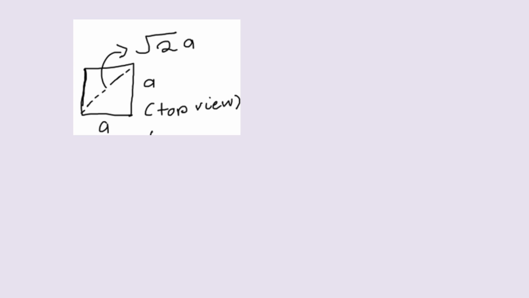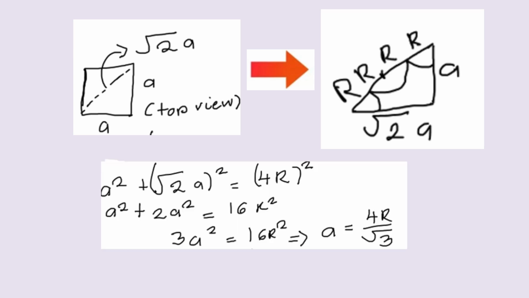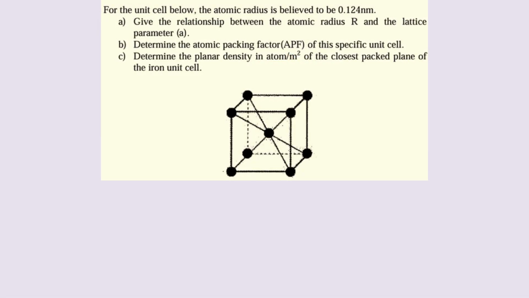If we consider the close packing of the atoms in the unit cell, the cross-sectional representation of this unit cell can be reduced to the following, as shown in the sketch. Using Pythagoras' theorem, we can find the relationship between the atomic radius and the lattice parameter, giving us the relationship of A and R.